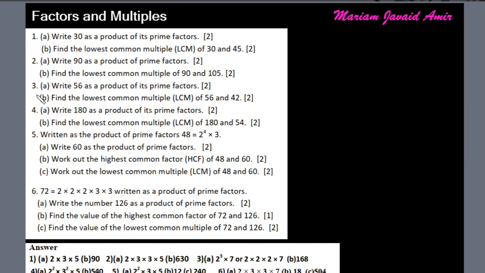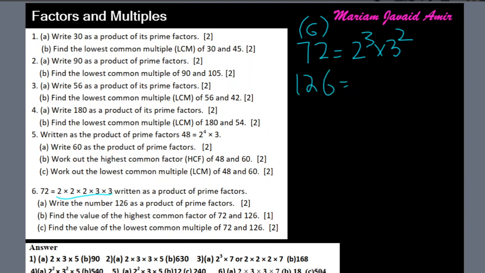Again, let's do question 6 the same way. So we are given 72 as product of prime factors, so I'm going to write 2 cube times 3 square. Okay, and then the next part you have to find prime factors of 126. Again, I'm using the answer given over here, which is 2 times 3 times 3 times 7, so 2 times 3 square times 7.